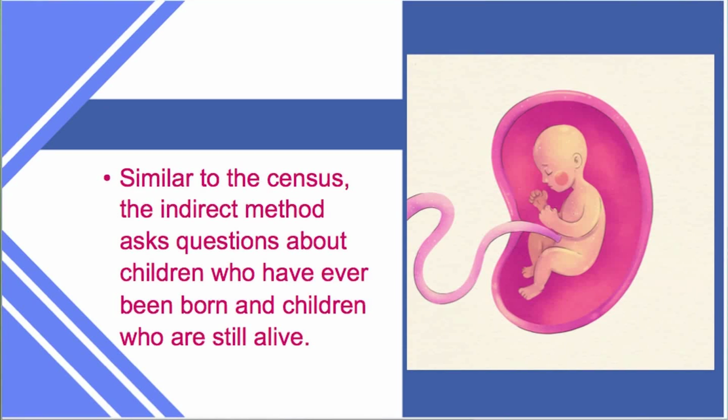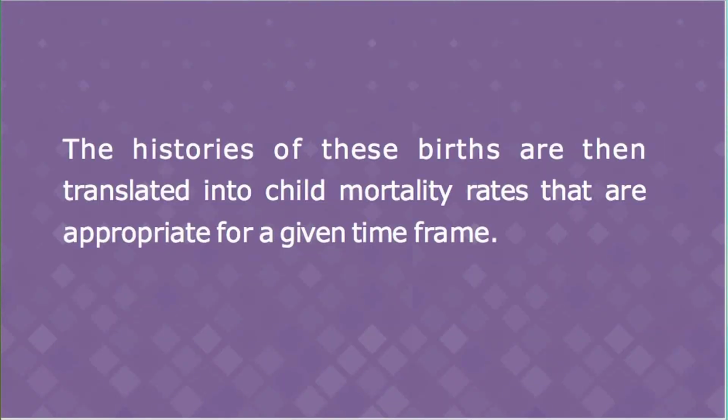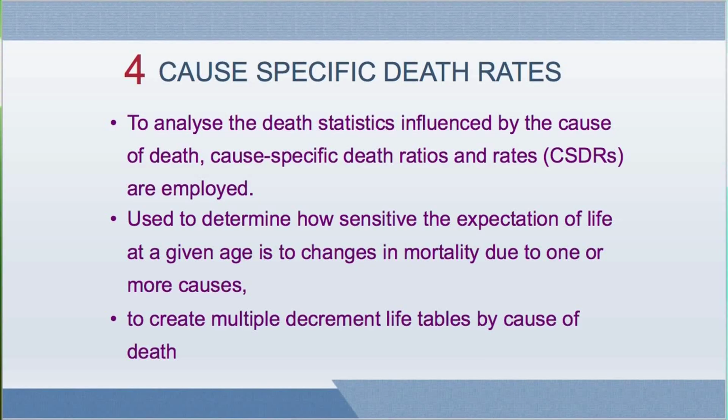Similar to the census, the indirect method asks questions about children who have ever been born and children who are still alive. For each birth a woman has had during her lifetime, a thorough birth history is obtained using the direct method. The histories of these births are then translated into child mortality rates that are appropriate for a given time frame. The next measure of mortality is cause-specific death rates. Now, to analyze the death statistics influenced by the cause of death, cause-specific death ratios and rates are employed.